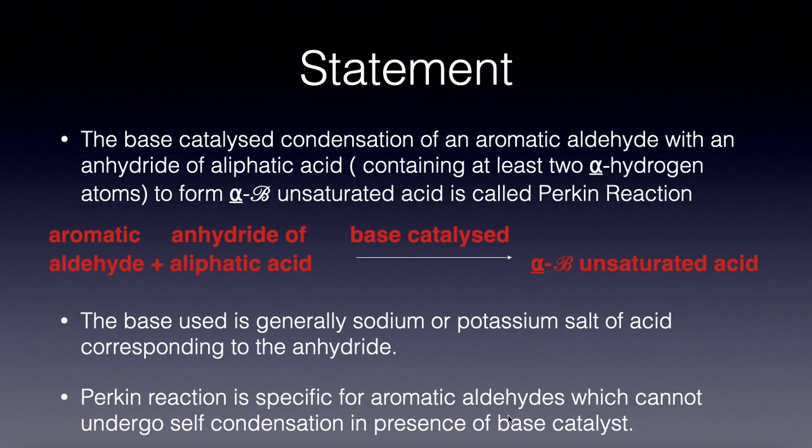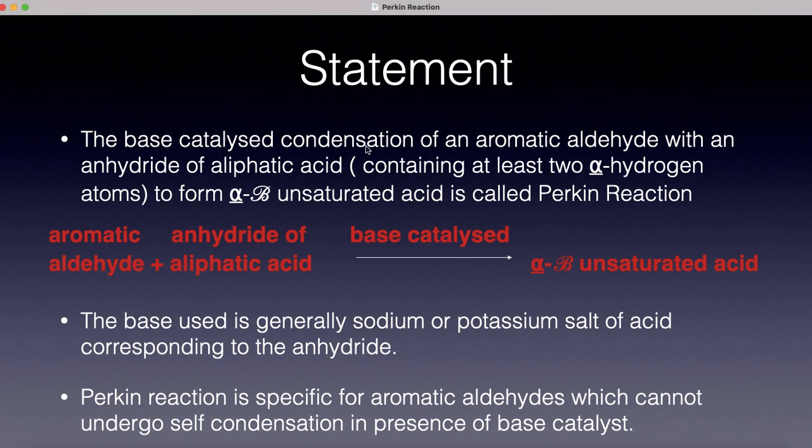Let us see the statement. The base catalyzed condensation of an aromatic aldehyde with anhydride of aliphatic acid containing at least two alpha hydrogen atoms to form alpha beta unsaturated acid is called the Perkin reaction.